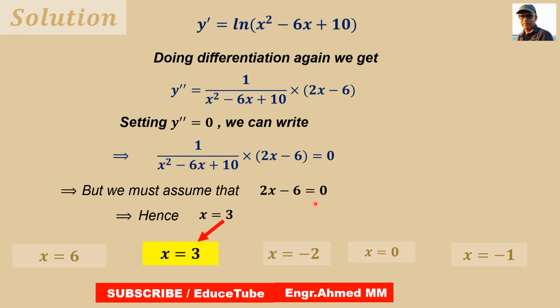So 2x - 6 = 0. So x = 3. And that is our answer. As I said, we need to find the value of x. So this is the answer for this question. I think we are done.